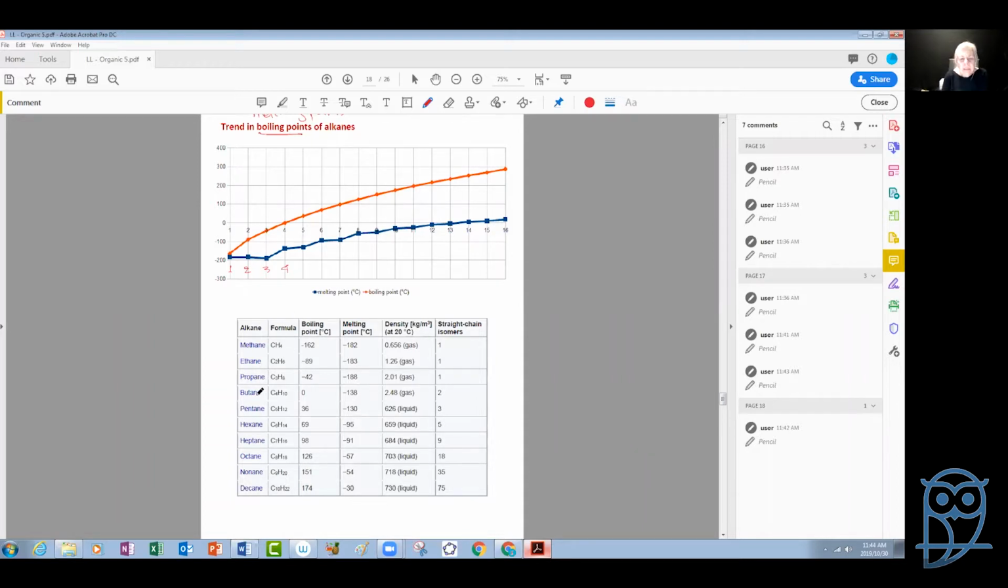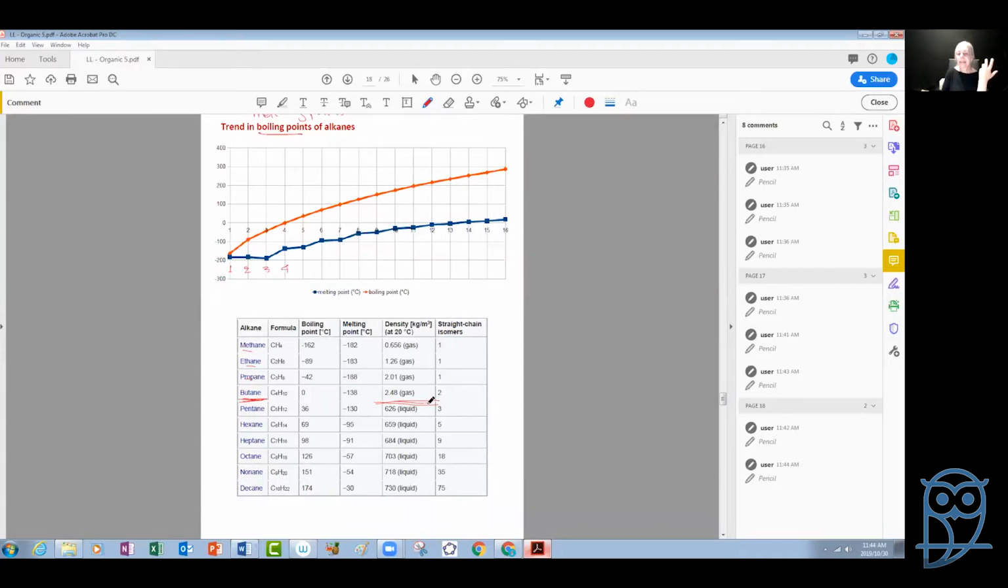Another interesting thing to see here, since we have this table, is that the small molecules, the methane, ethane, propane, and butane, actually up to butane, you see that these are gases. The small molecules are in a gaseous state at room temperature. They are at room temperature in the form of gases.